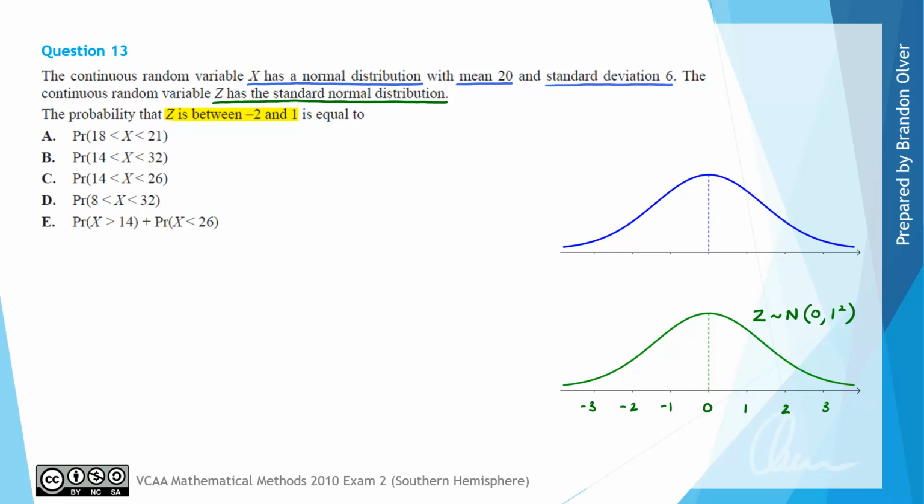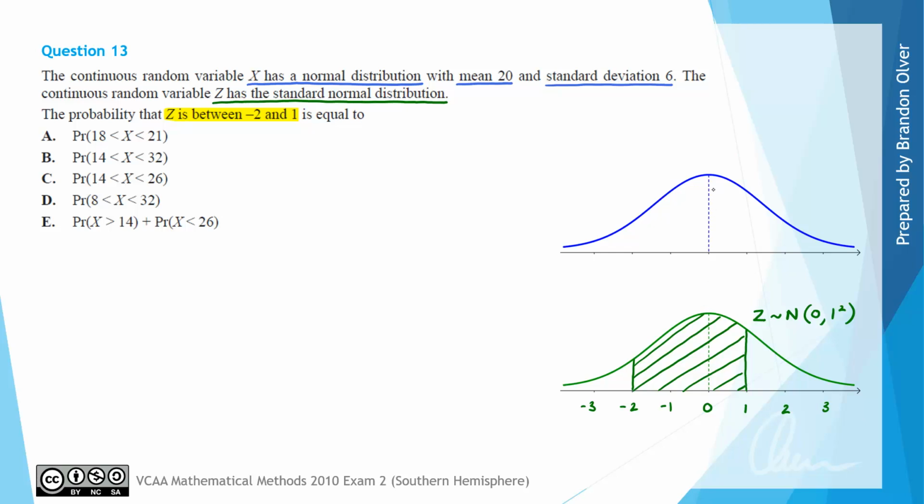For the question, we're asked about the probability that z is between -2 and 1. So that probability is an area on this curve that is between those two lines that I just drew on. So this is the region that corresponds to the probability that z is between -2 and 1. And what we now want to do is find a region or an area under the blue bell-shaped curve, which is going to represent x, that has the same area or the same probability.